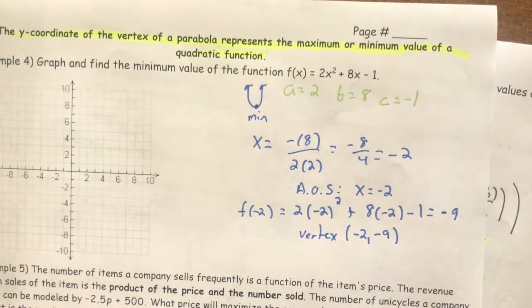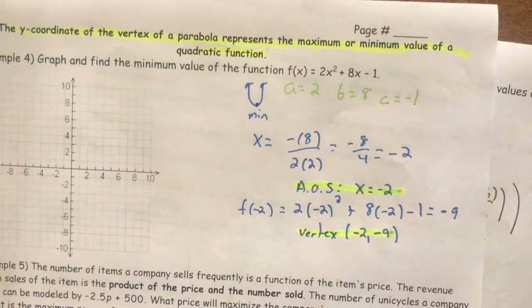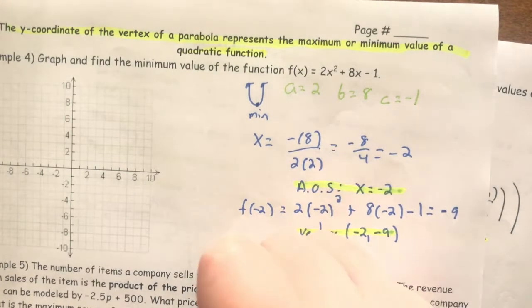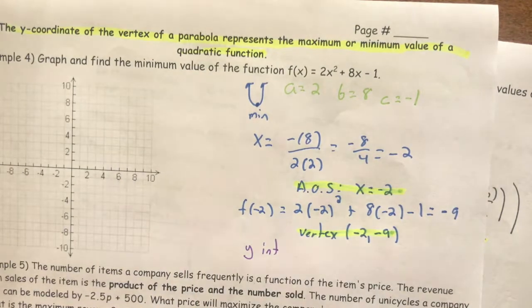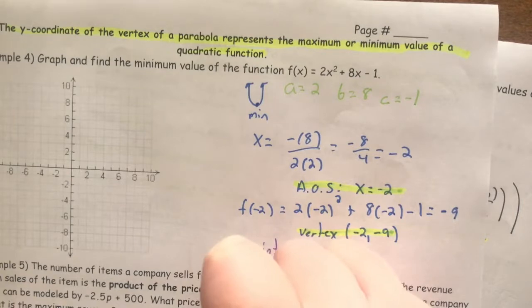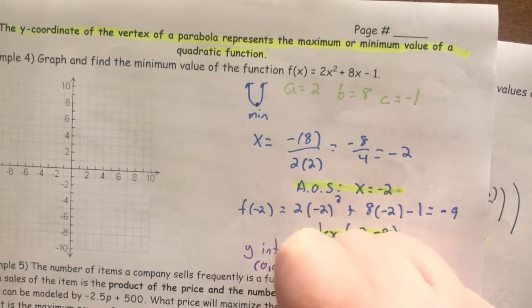So I now have my vertex, which we can now plot. I also have my axis of symmetry. So we will plot those in just a second. But we are going to need a third point, and one of the points that we learned is our y-intercept, which is equal to our c value. Our y-intercept is (0, c). So when I take a look, my c value was negative 1. Our y-intercept will be (0, −1).